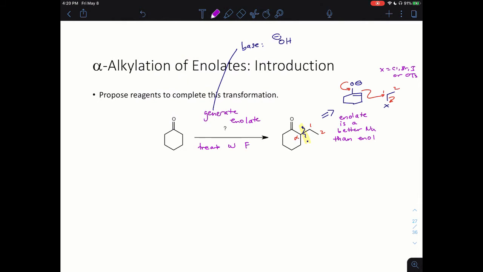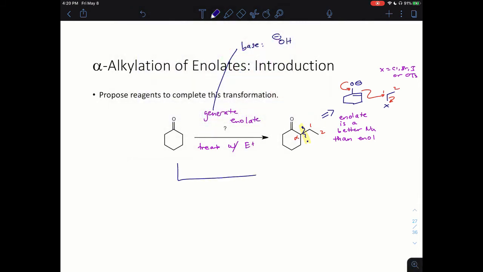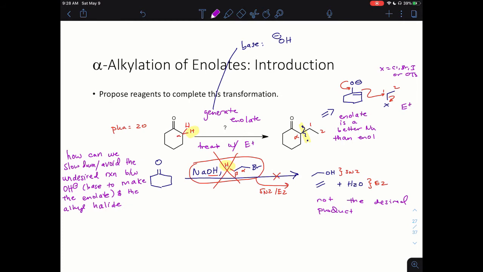All right, so we'll have the base. Let's just write this out. Sorry, I got excited here. So we're going to have sodium hydroxide, and then we're going to treat it with ethyl bromide. Okay, is that going to work? Although it was a good idea, no, it is not going to work. The reagents here will react with one another in SN2 and E2 fashions to generate undesired byproducts. There will be zero, absolutely no alkylation of the alpha carbon.